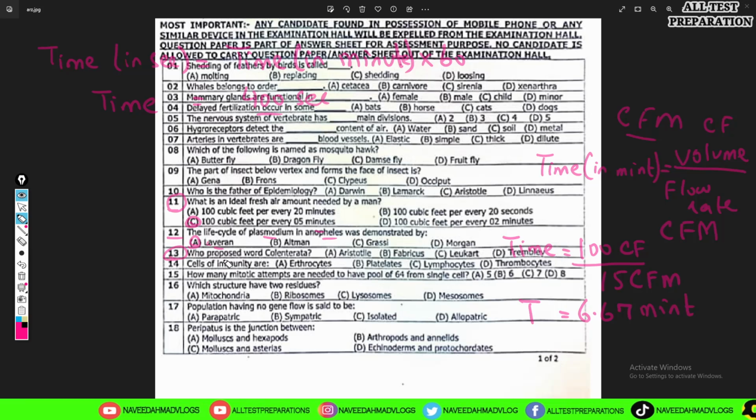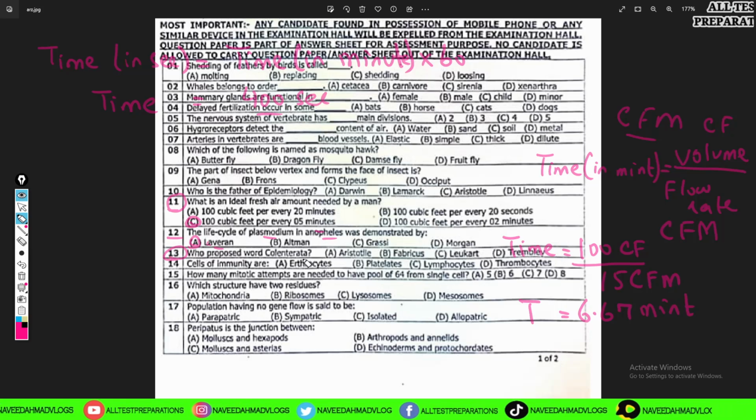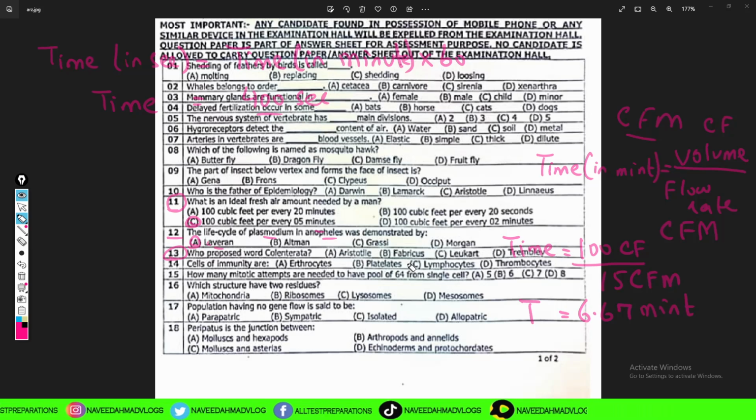Question number 13: who proposed the word Coelenterata? Option A, Aristotle. Option B, Fabricius. Option C, Leuckart, and option D, Trembley.